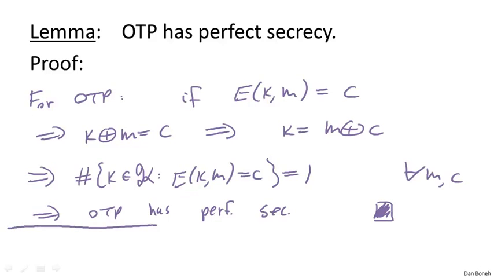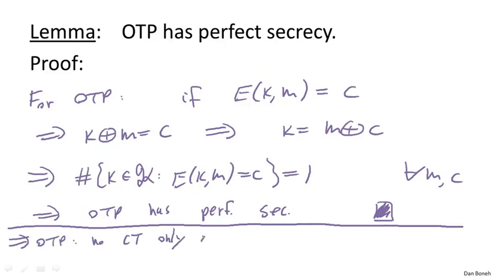Now, the funny thing is that even though this lemma is so simple to prove, it proves a pretty powerful statement. This basically says, for the one-time pad, there is no ciphertext-only attack. So unlike the substitution cipher or the Vigenère cipher or the rotor machines, all of which could be broken by a ciphertext-only attack, we've just proved that for the one-time pad, that's simply impossible. Given the ciphertext, you simply learn nothing about the plaintext. However, as we'll see, this is not the end of the story.